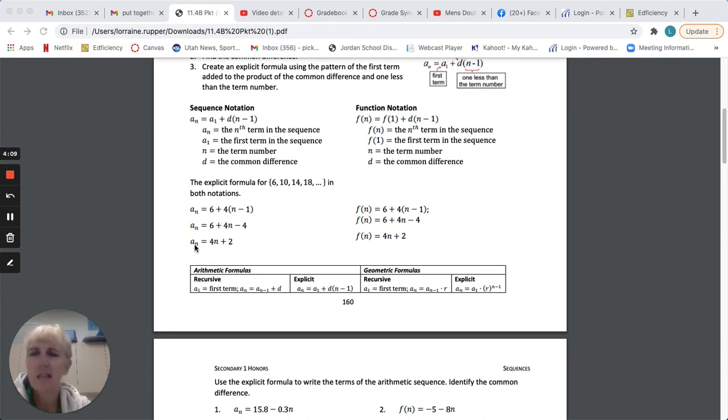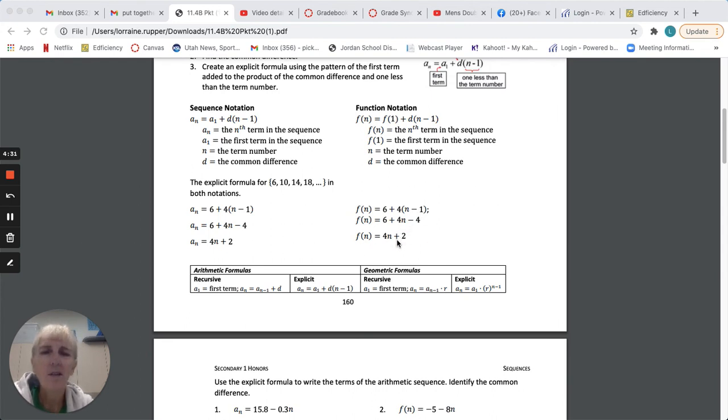Okay, so this is a sub n. Then this one, in function notation, it's the same thing where we list a sub 1, which is 6, and then we add 4, that's the common difference, times the n minus 1. Multiply it out, and you see you get the same thing there.